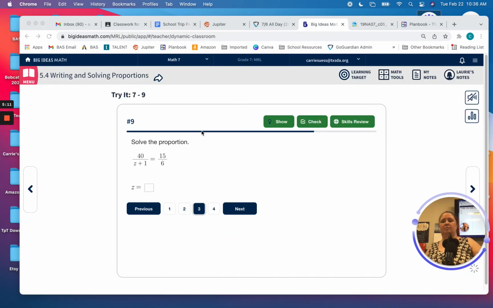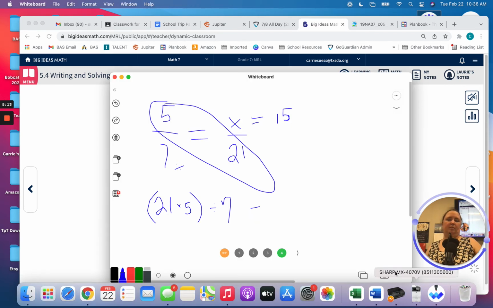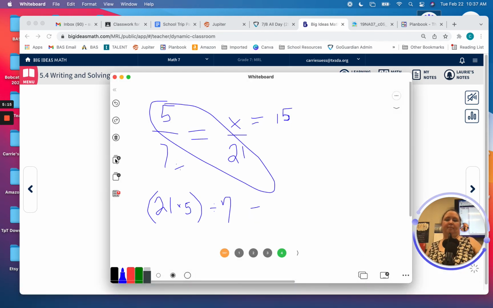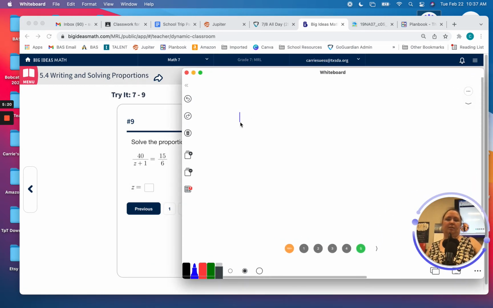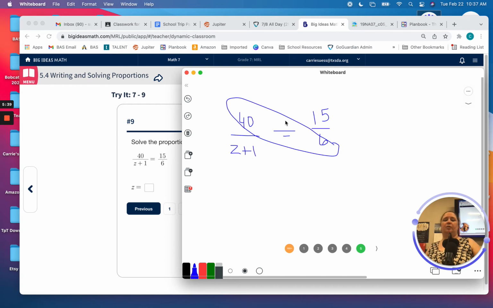Okay, let me get my whiteboard out. Alright, so this is number 9. I'd put this in your journals because you will have lots of problems like this. So if I have 40 over z plus 1 equals 15 over 6. Okay, normally we cross multiply and divide, right? But because of this guy right here, we can't do it quite so simply. What we do is we cross multiply and set them equal to each other. So what is 40 times 6?